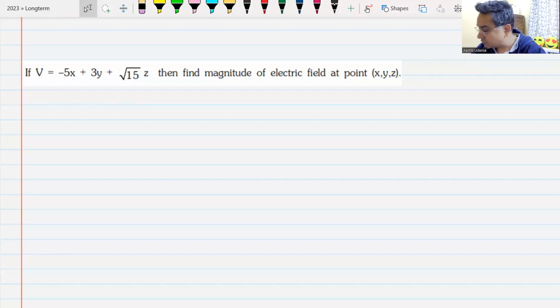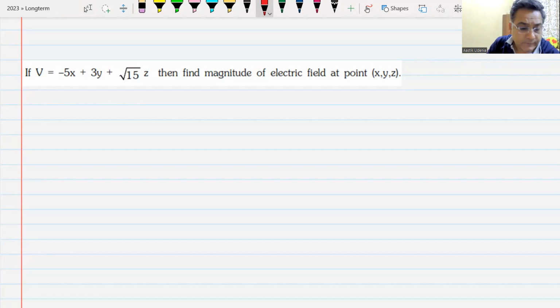So how are we supposed to do this? Sir, the answer is 7 volts. The answer is 7 volts. You got the answer. I think that is correct.